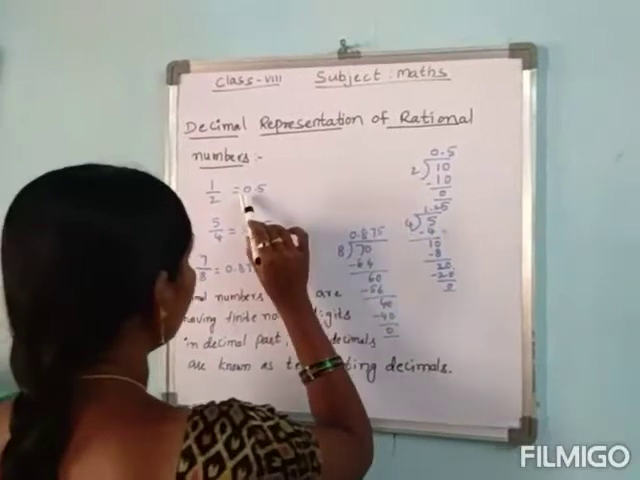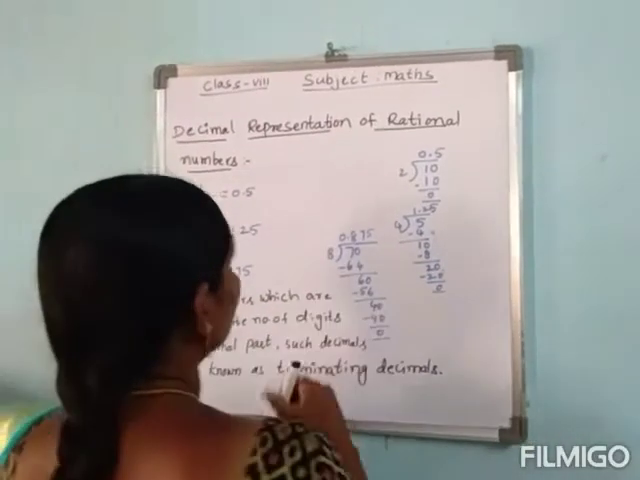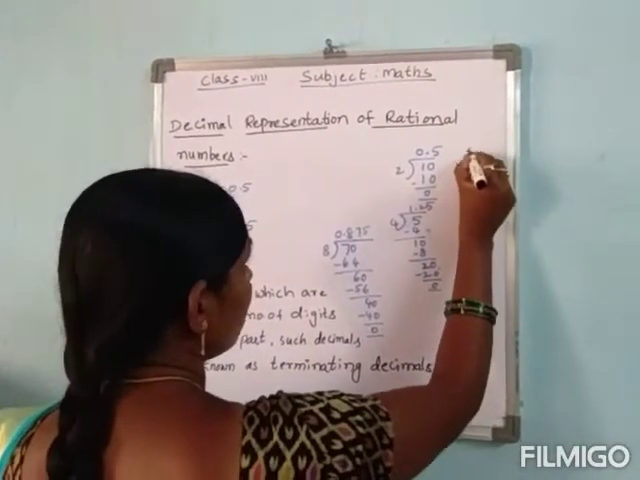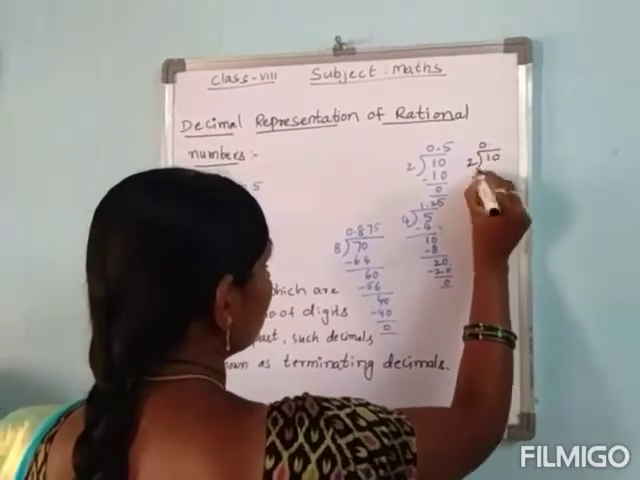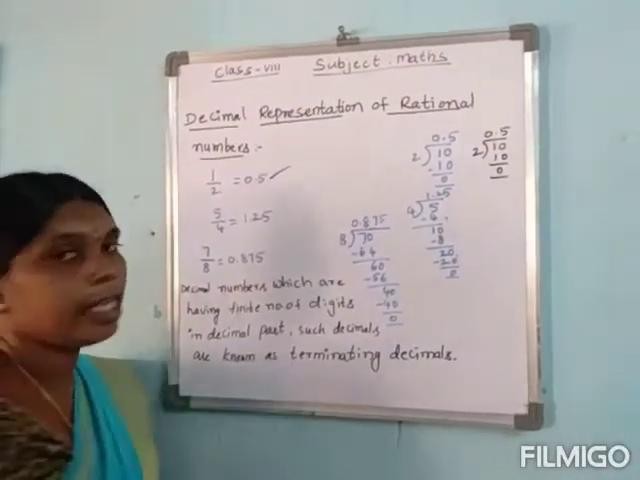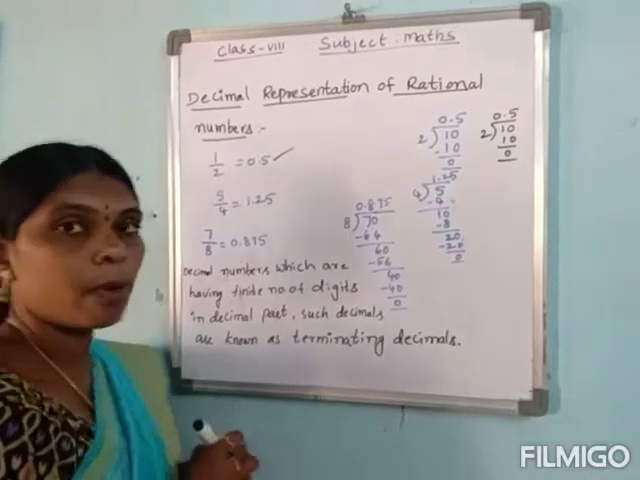See here, 1 by 2. How do we have to write? 1 is divided by 2. So we are taking the decimal point here and 0. So 2 5s are 10. That means we are getting 1 by 2 equals 0.5.